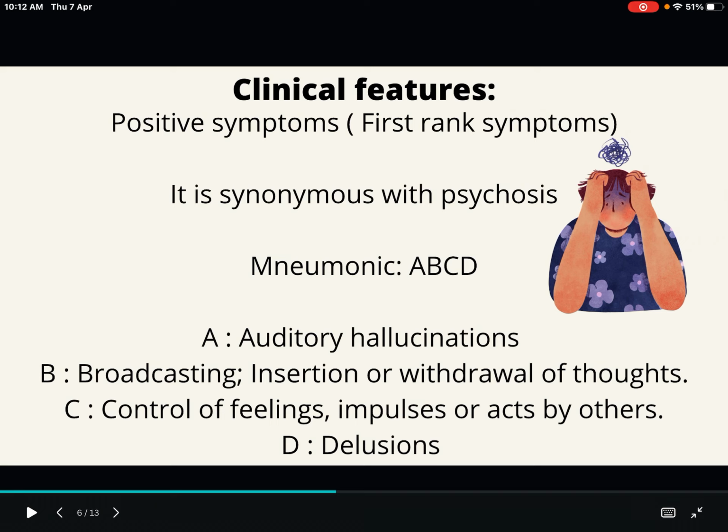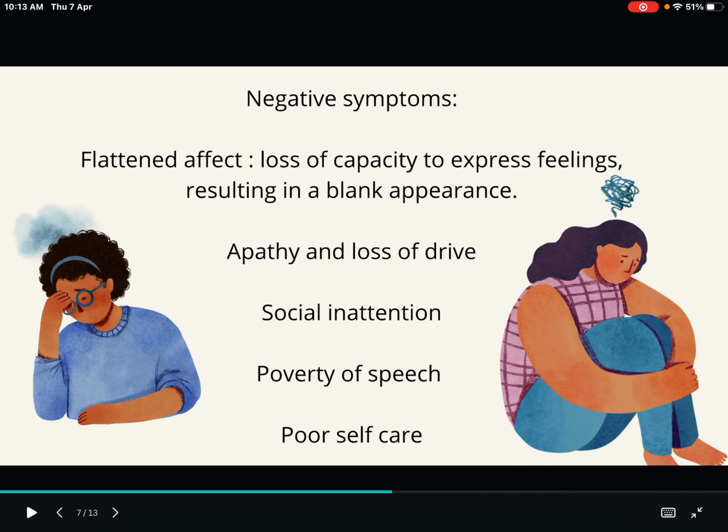So let's see what are the positive or first rank symptoms. And these positive symptoms are synonymous with psychosis. For remembering the positive symptoms, there is a mnemonic that is A, B, C, D. A for auditory hallucination, B for broadcasting, the insertion or withdrawal of thoughts, C for control of feelings, impulses, or acts by others, D for delusion. I think it's easy to remember. These positive symptoms or first rank symptoms of schizophrenia can be asked as a 2-marker separately also, so please keep this in mind. Mnemonic is A, B, C, D. So I think it's clear.